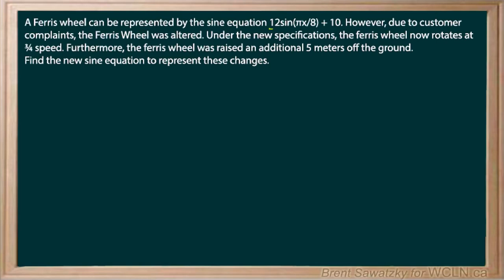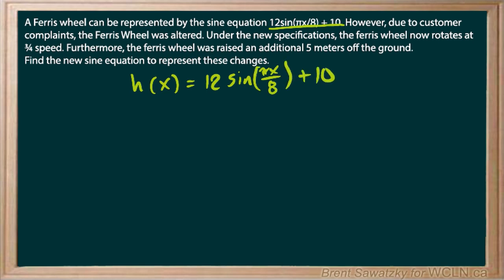Okay, so we're given an equation related to this Ferris wheel. It's in terms of x, so let's make a note of that. H in terms of x is 12 sine pi x over 8, and we have a plus 10. And it's raised an additional 5 meters. That's pretty easy to deal with.